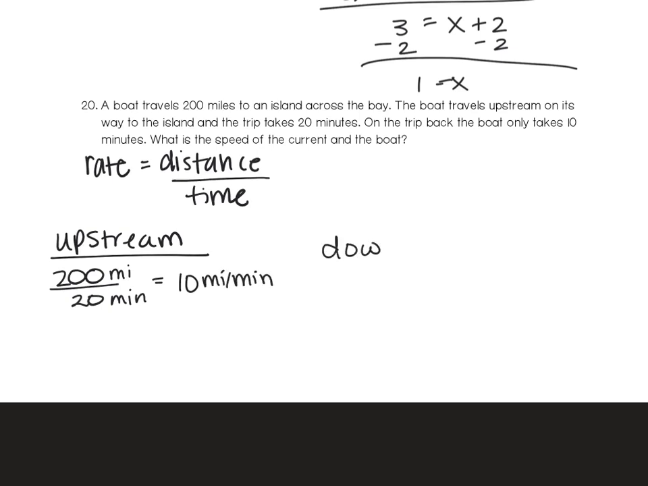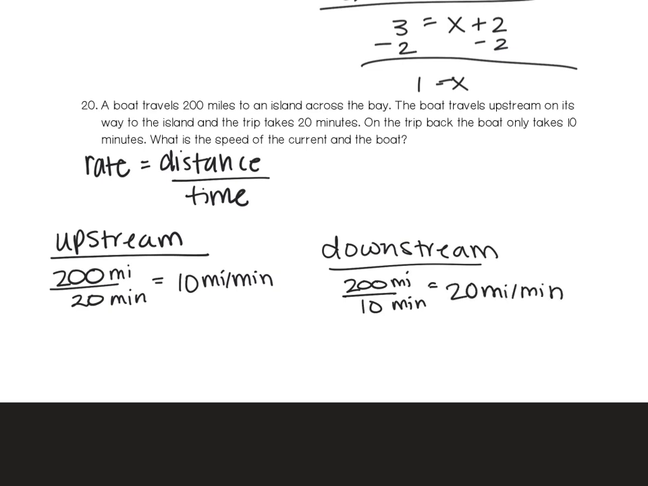Our downstream trip takes 10 minutes. So we're doing 200 miles divided by 10 minutes. And that's 20 miles per minute. Anytime you do these, it's always your boat plus your current equals an amount, and then your boat minus your current equals an amount. Remember, the addition one, the boat's always going faster, so it would be traveling 20 miles per minute. Versus slower, it's only going 10 miles per minute.